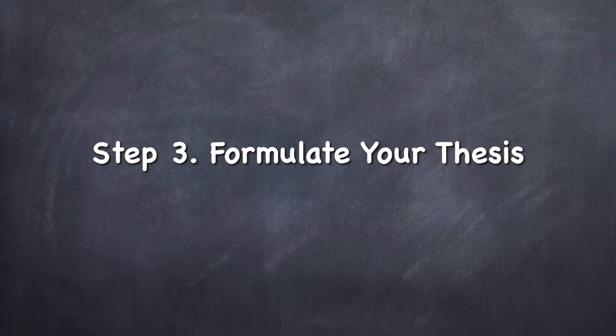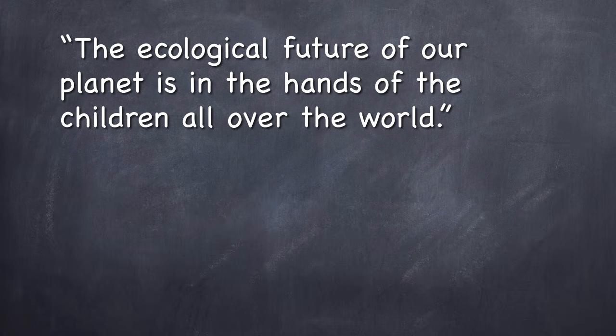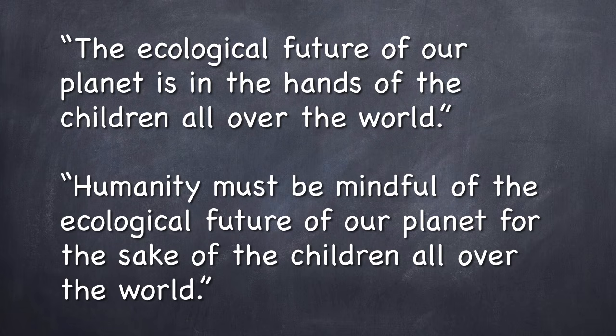Now that we have identified all the elements, the relationships among them, and all the symbols, we're ready to formulate our thesis. Our thesis could be: the ecological future of our planet is in the hands of the children all over the world. This is one interpretation. Here's another one: humanity must be mindful of the ecological future of our planet for the sake of the children all over the world. These are two different statements.